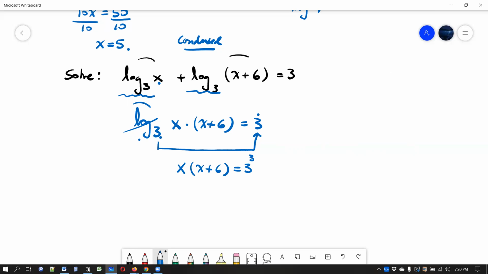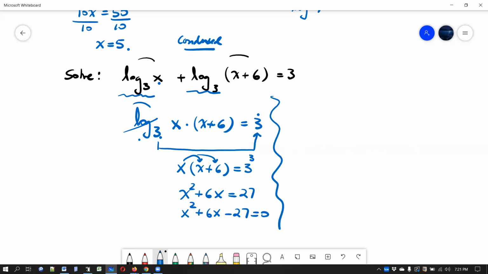I already know that 3 to the third power is 27, so I have to now solve this equation, which is x squared plus 6x equals 27. 3 times 3 times 3. This is a quadratic. How do I solve a quadratic? We have to remember, so everything has to start on the left, so I have to have it equal to 0. So I'm going to subtract 27 from both sides. x squared plus 6x minus 27 equals 0.